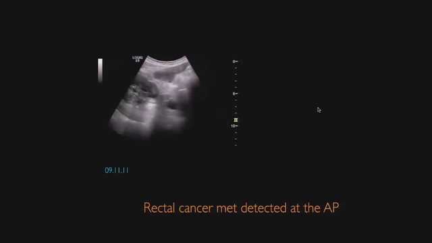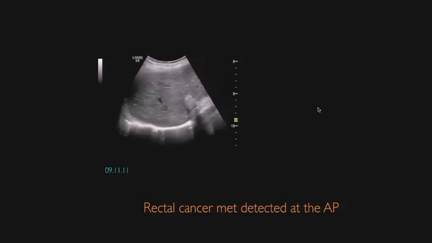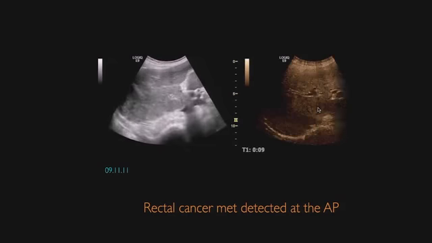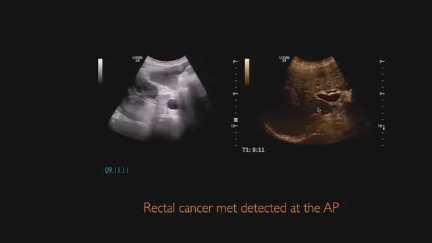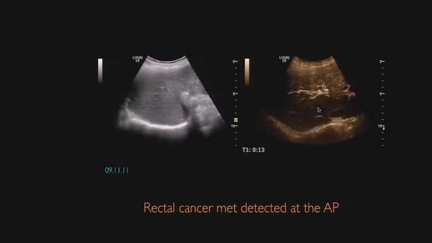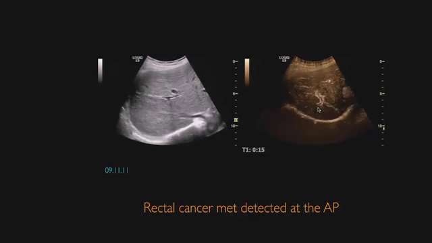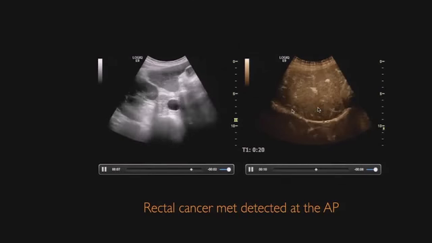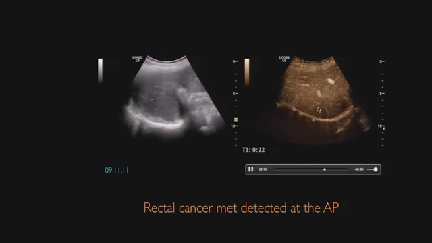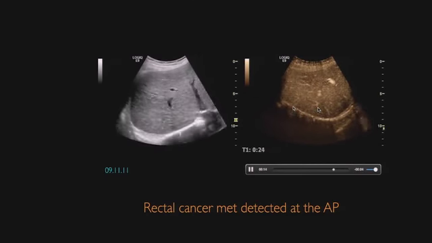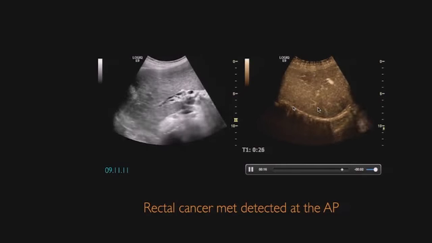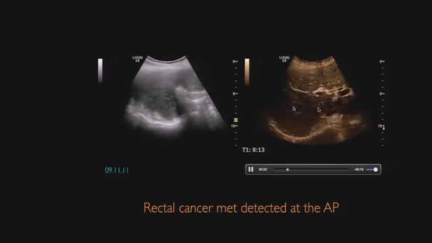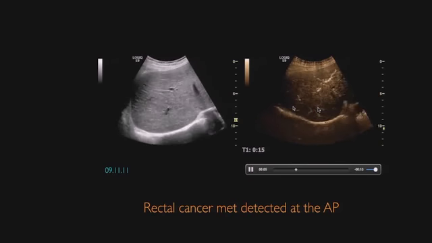In grayscale, I must confess I didn't see anything. So I used contrast. And on the right side, you can see contrast. What is interesting to see, if you look at segment 7 here, you see there's an area that is hyper-enhancing. And over a couple of seconds, just 3-4 seconds, it started to wash out in the center. And then you can only see a hyper-enhancing rim around it. So this measures 8 millimeters in size.